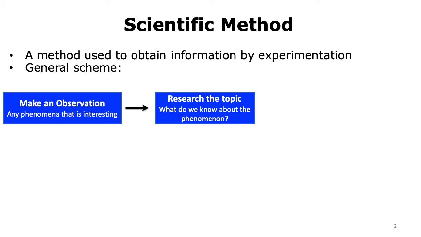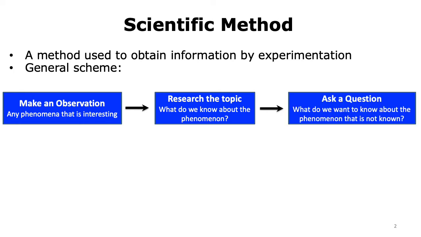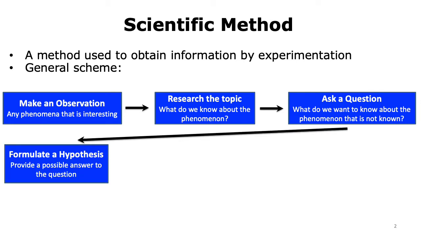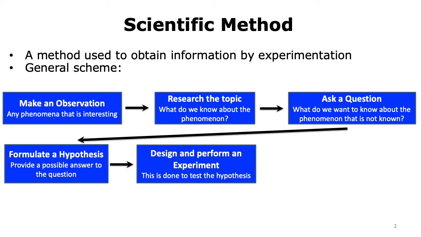The scientist then researches the topic, and he will go to reliable sources of information, like scientific articles. Once the scientist knows about the topic and the phenomenon that he's interested in, the scientist will go ahead and ask a question, which is basically what the scientist wants to know about the phenomenon that we don't know. Once the question has been asked, a hypothesis is formulated, which is a possible answer to the question that has been posed. Experiments are designed and performed, and this is usually done to test the hypothesis.